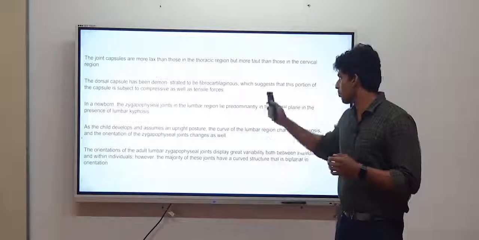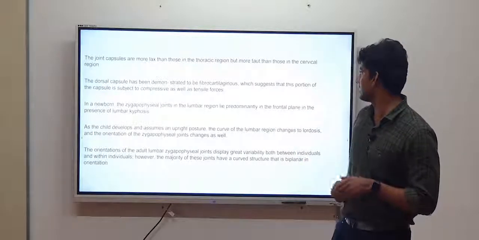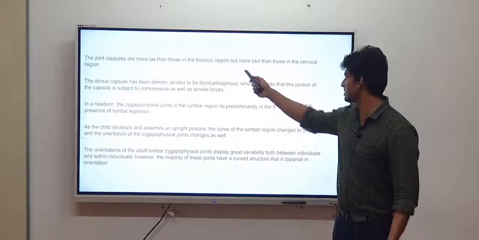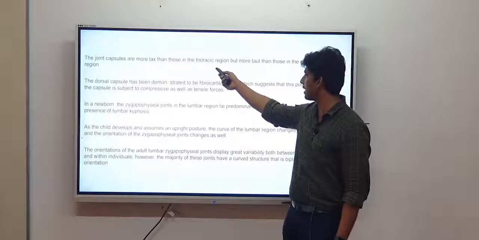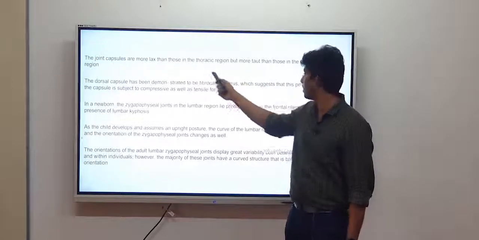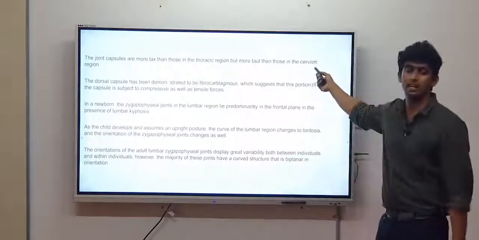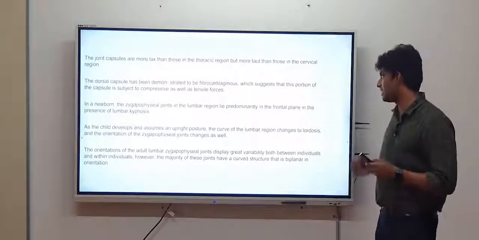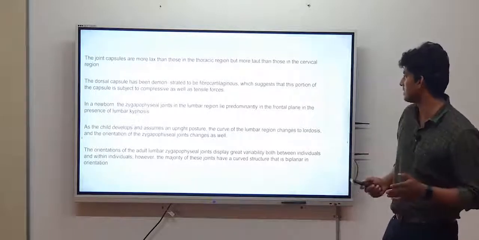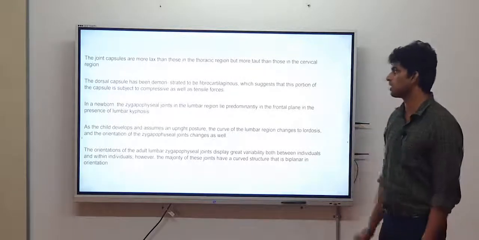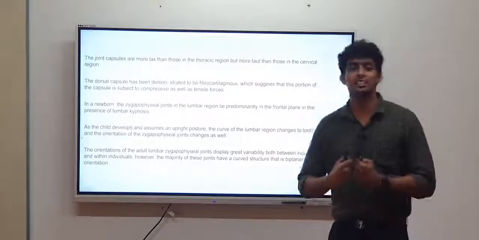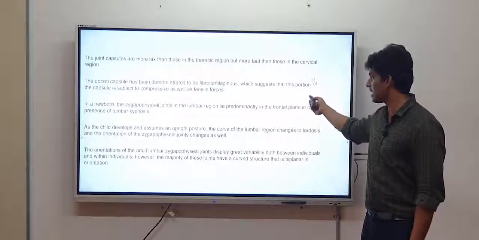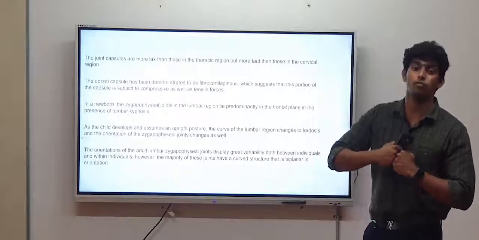Joint capsules are more lax than those in the thoracic region, but more taut than those in the cervical region, which means it will provide more movement than the thoracic area, but comparatively lesser movement than in the cervical region. The dorsal capsule has been demonstrated to be fibrocartilaginous, which suggests that this portion of the capsule is subjected to compressive as well as tensile force. So this area will be subject to the compressive and tensile force.